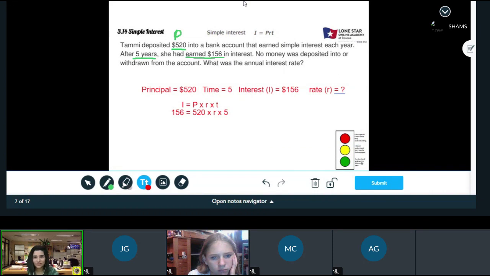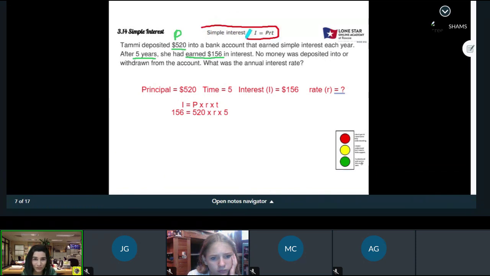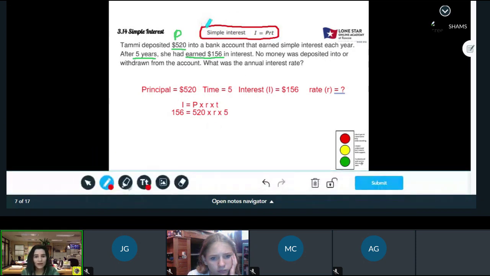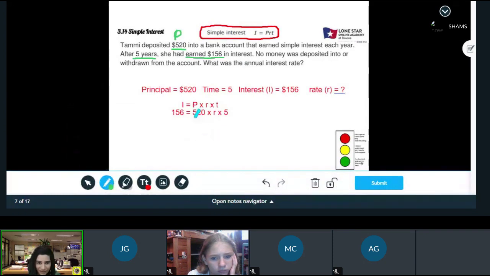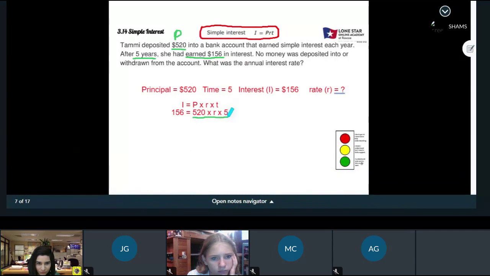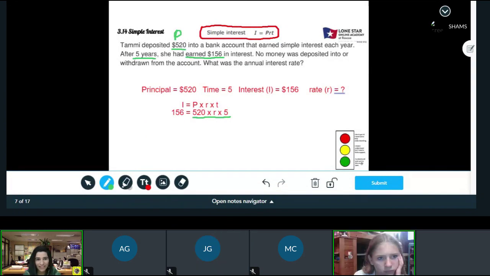Does the equation make sense to you? Let me know. I just put in numbers where they should go. And this equation, people, is always going to be given to you on the STAR test. It is in the reference material in case you forget. Now, I will see how much I can solve. Can you guys simplify this part of the equation like I just did? Go ahead, show me. 520 times R times 5 is how much?